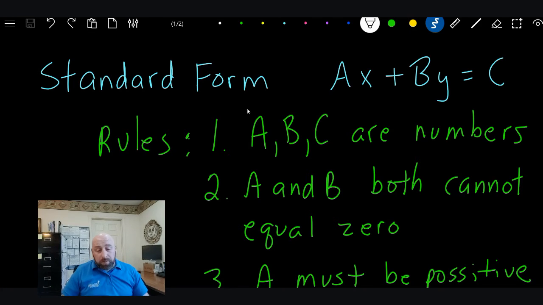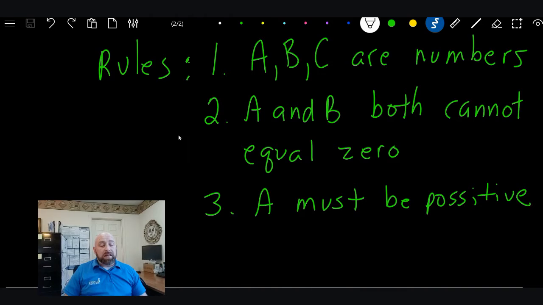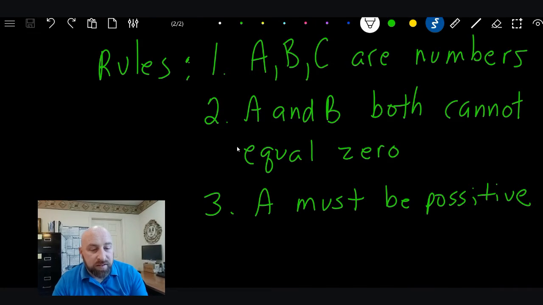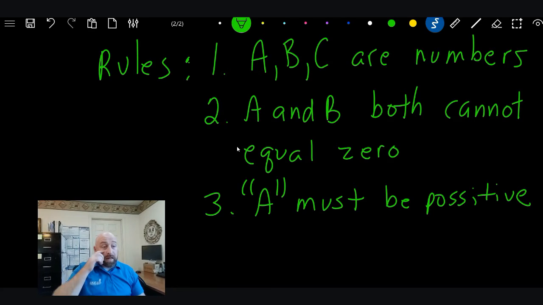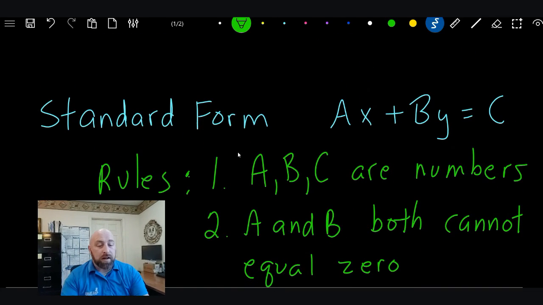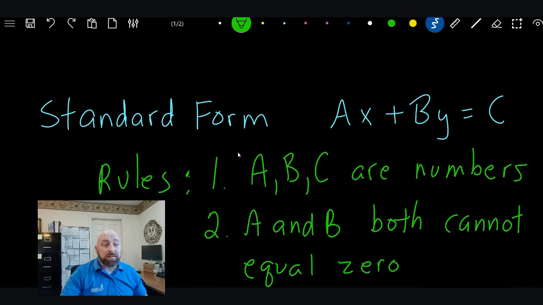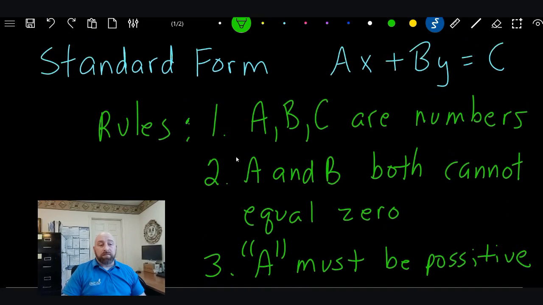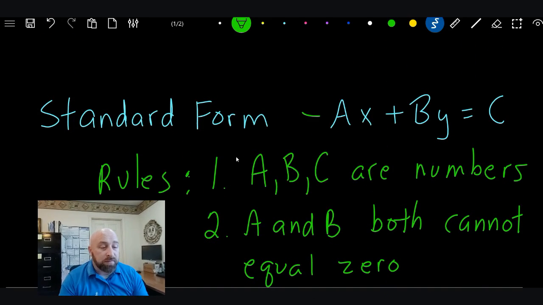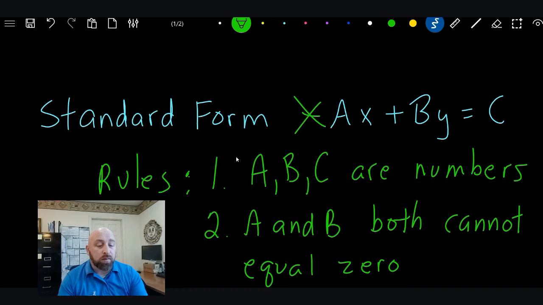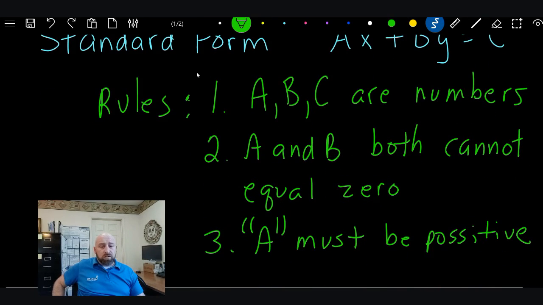And then number 3, the last one, is A must be positive. This is A, as in the letter A. This one right here must be positive. So you can't have a negative out front. This would not be standard form with that negative sign. We have to get rid of that negative sign, and we'll talk about how to do that. But basically, you can't have a negative sign out front there. So those are the 3 rules about standard form.